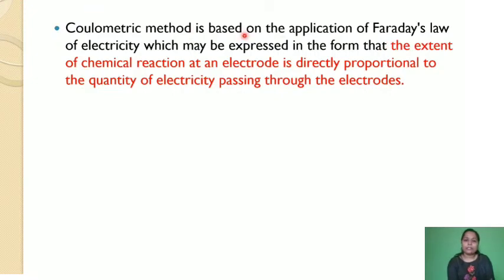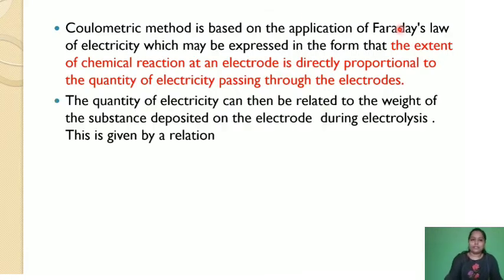So the coulometric method is based upon the application of Faraday's law of electricity, which may be expressed in the form that the extent of chemical reaction at an electrode is directly proportional to the quantity of electricity passing through the electrode. That means how much metal is deposited. The quantity of electricity can then be related to the weight of the substance deposited.